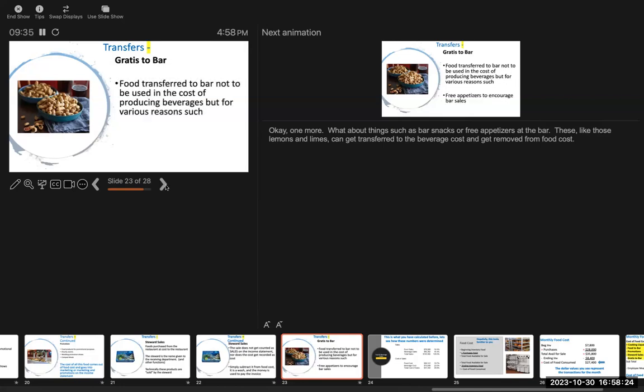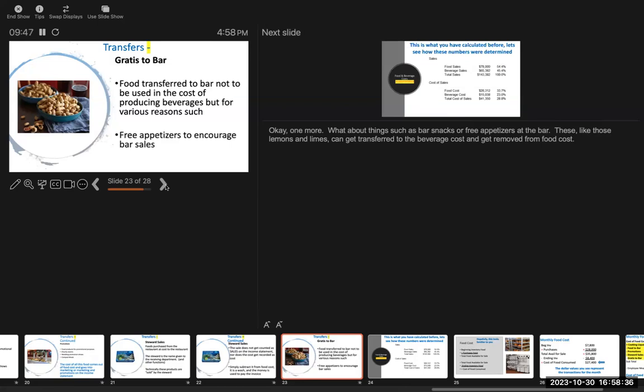So food transferred to the bar and not used in the cost of producing beverages still gets charged to the beverage department because they're using it to generate sales. Anything that we give them, free appetizers, a small chafing dish, bar sales, when we're buying those salty snacks and nuts and chips that we put at the bar, we bought them as food purchases, but then we had to transfer them to the bar as a bar purchase. So it gets transferred to the bar. And none of those have a dollar value. People aren't buying these food items.